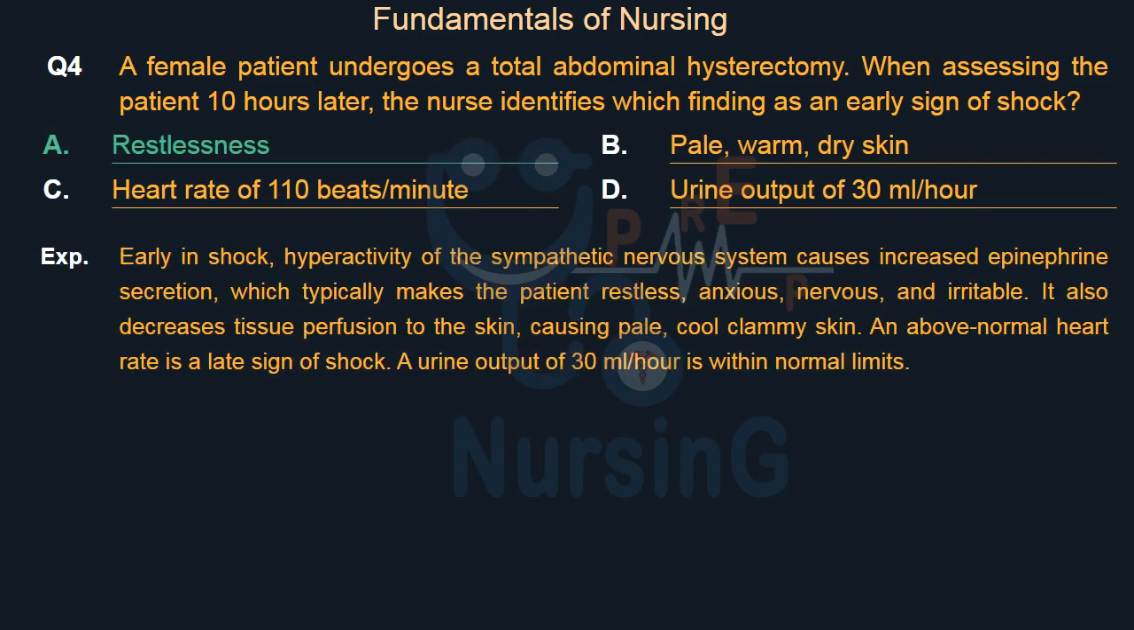Restlessness. Early in shock, hyperactivity of the sympathetic nervous system causes increased epinephrine secretion, which typically makes the patient restless, anxious, nervous, and irritable. It also decreases tissue perfusion to the skin, causing pale, cool, clammy skin. An above normal heart rate is a late sign of shock. A urine output of 30 milliliters/hour is within normal limits.